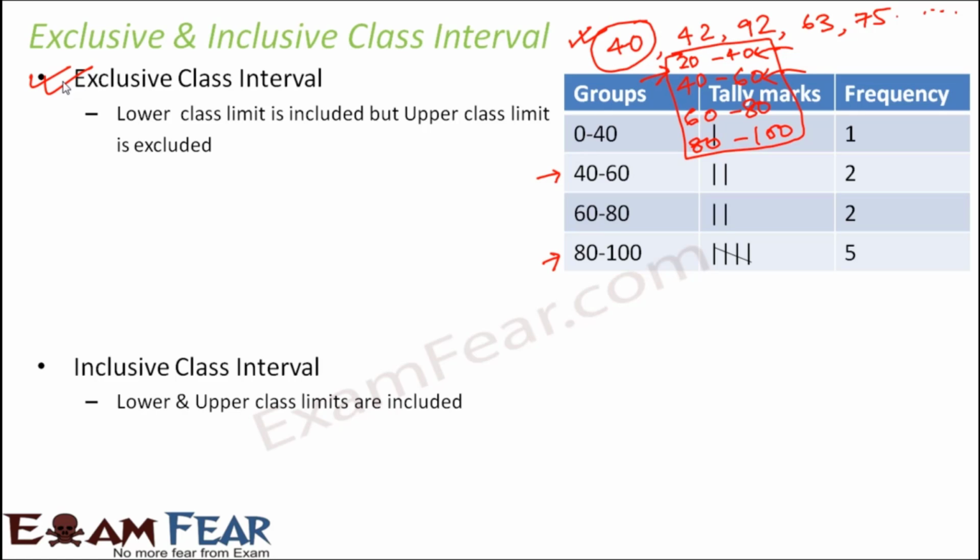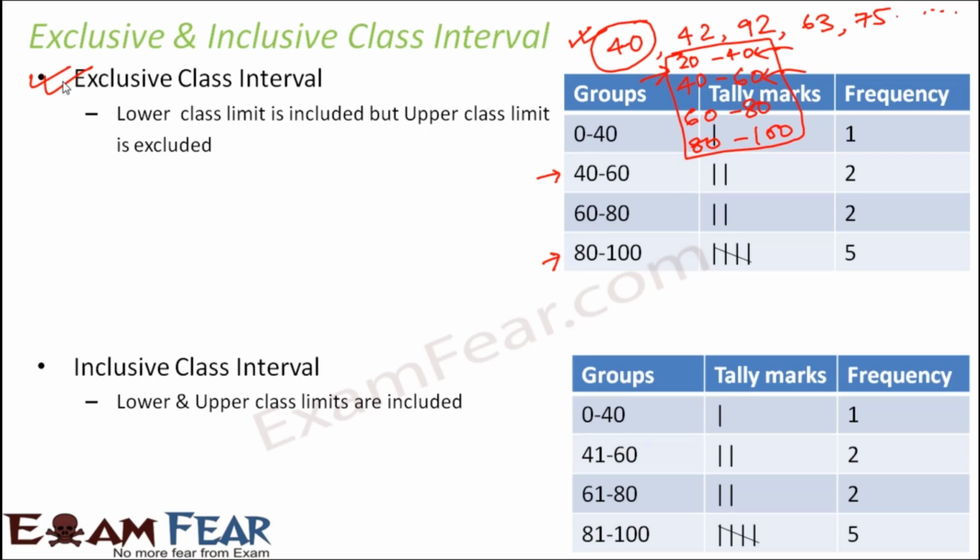Now let us learn about inclusive class interval. I hope you would have understood this by now. This means that both the lower limit and the upper limit are included. So in this case, how do we write the groups? This is how we write the groups. When we say that the upper limit is also included, in that case when you write 0 to 40, 40 is also included in this group.